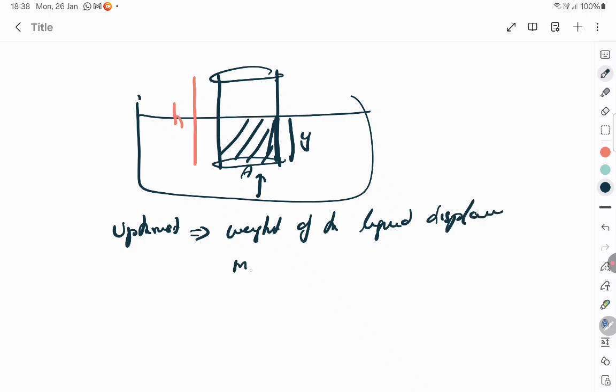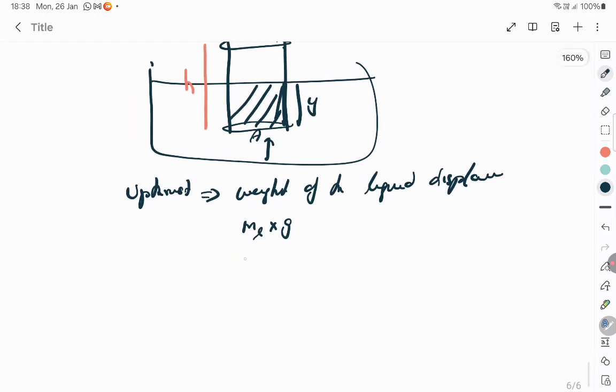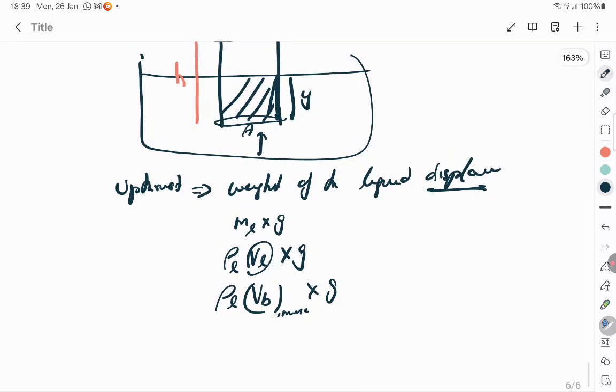Weight of the liquid displaced is the mass of the liquid displaced into gravity, and mass is density into volume: density of the liquid into volume of the liquid into gravity. However, according to Archimedes' principle, the volume of the liquid displaced is the volume of the immersed part of the body. The volume of the body immersed is A into y from this diagram. So replace it as A, y and g, and that is the upthrust, which is the restoring force.